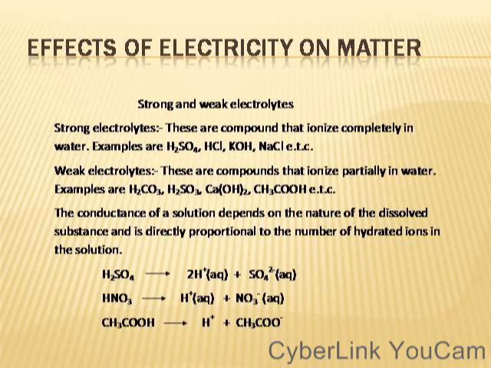Now, these electrolytes, we can classify them into two. We have the strong electrolytes and the weak electrolytes. The strong electrolytes are the compounds that ionize completely in water. Examples are hydrochloric acid, trioxonitrate(V) acid, potassium hydroxide, sodium chloride, potassium chloride, and so on. They are strong electrolytes, so they ionize completely in water.